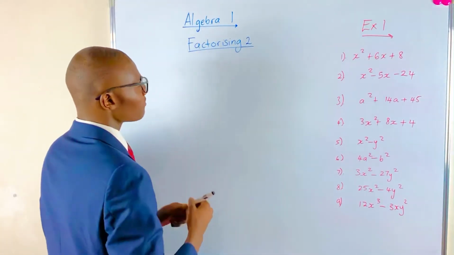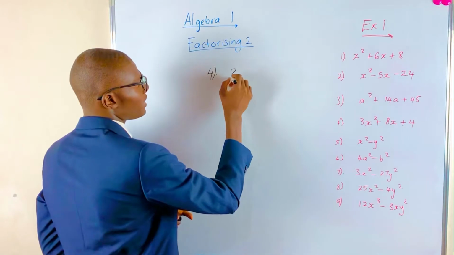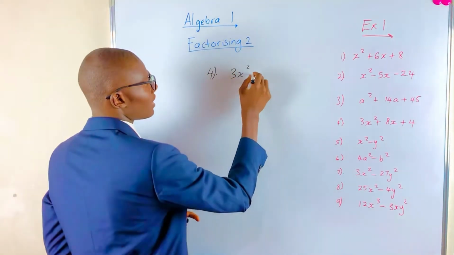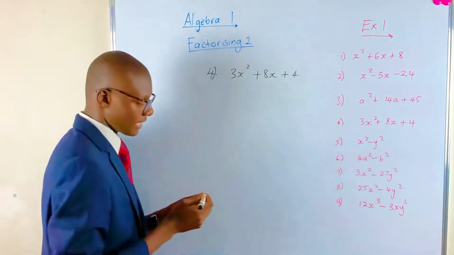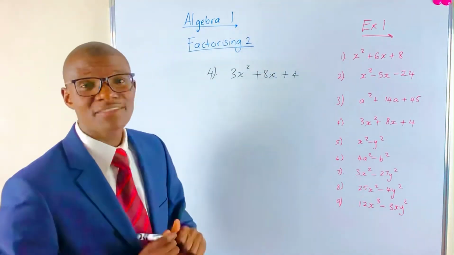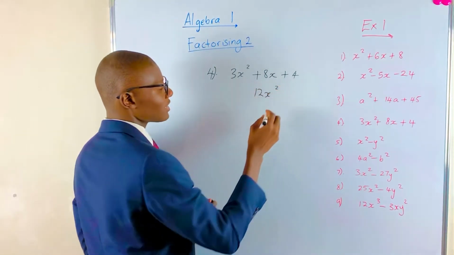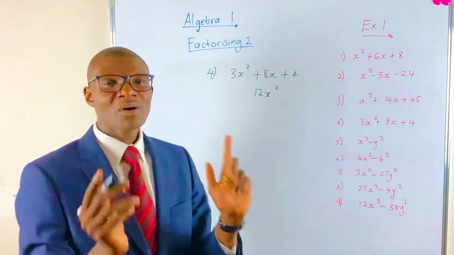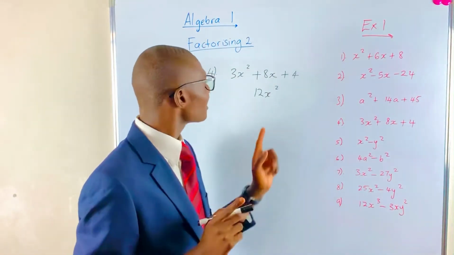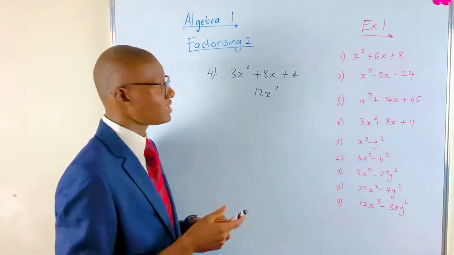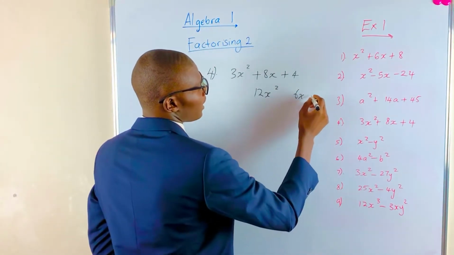Okay, so now for number 4, we've got 3x squared plus 8x plus 4. Multiplying the first term and the last term, we get 12x squared. And the two factors that when we multiply them give us 12x squared, and when we add them give us 8x, which is the middle term, are 6x and 2x.